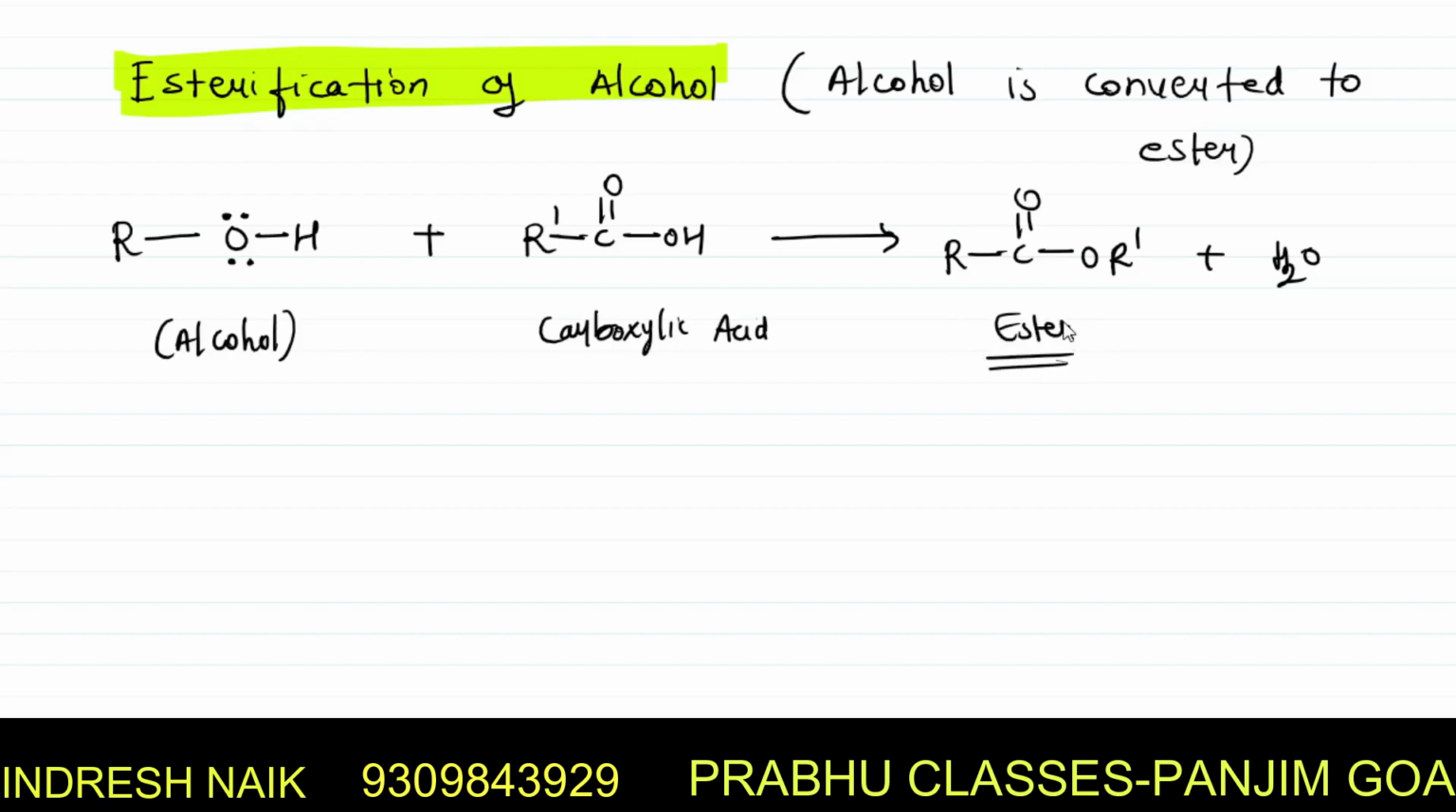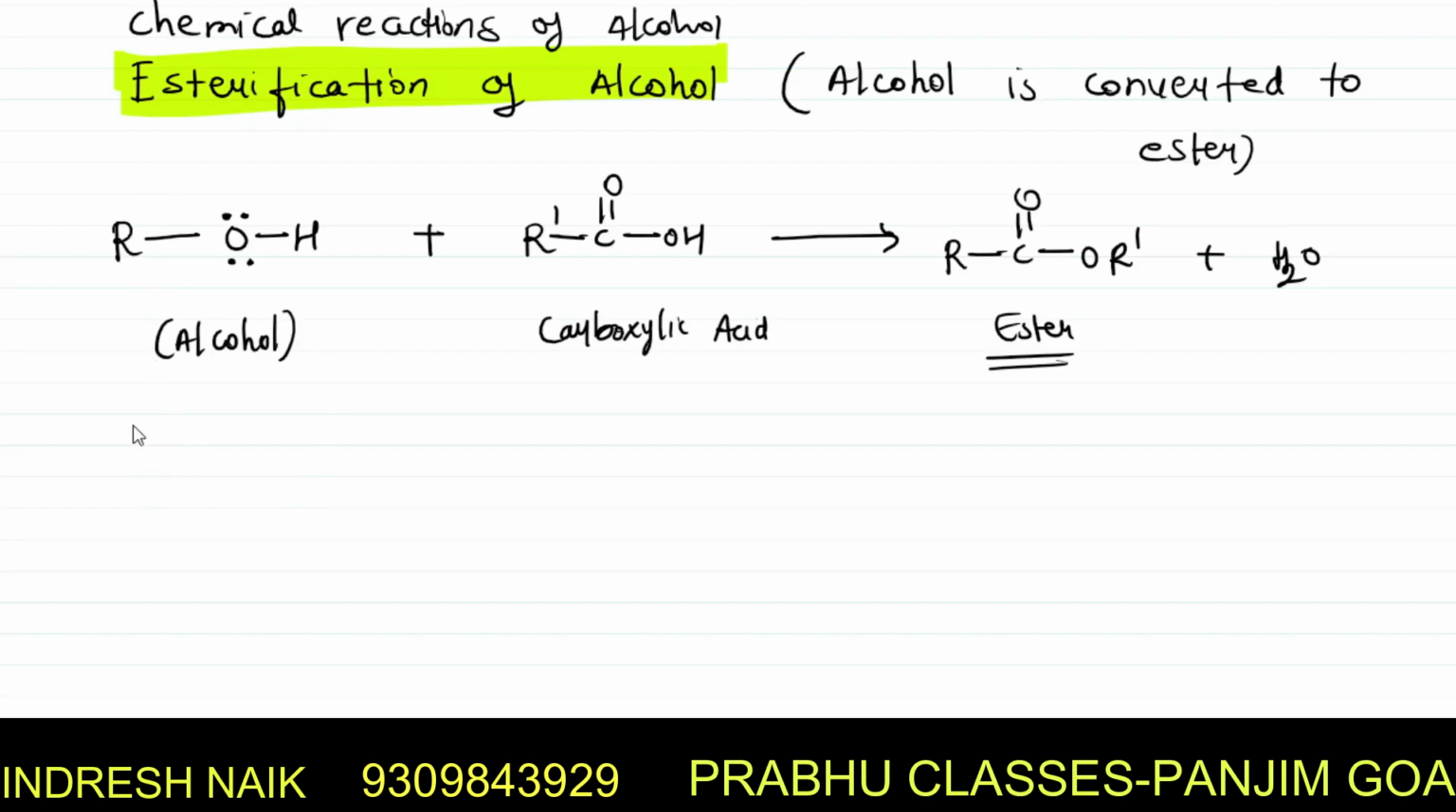This is the ester you are getting. The reaction of the alcohol with a carboxylic acid comes under what we are doing. Actually, we are learning the chemical properties, whatever we learned, like acidic properties of the alcohol. So here you can write the heading: chemical reactions or properties of alcohol. How this alcohol is reacting with a carboxylic acid, that is what we are learning.